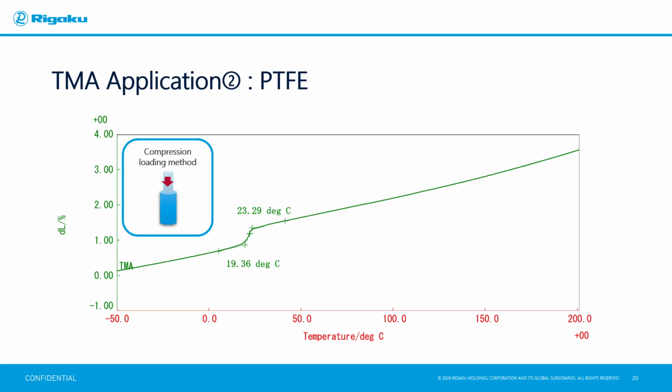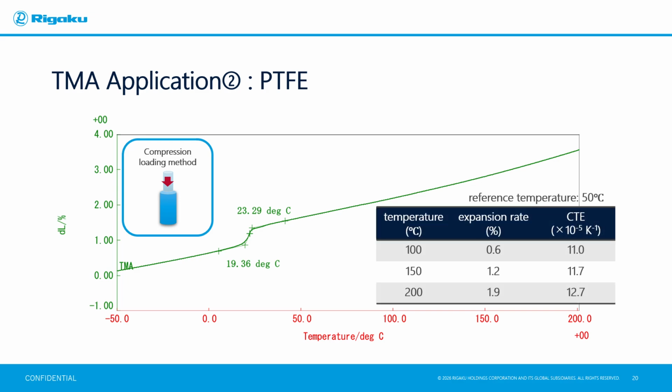Next is an example of measurements taken on a polytetrafluoroethylene, PTFE, sheet. We used the compression loading method to measure the dimensional changes in the thickness direction of the sample over a temperature range of minus 50 degrees Celsius to 200 degrees Celsius. The TMA curve shows an upward change, indicating expansion of PTFE due to heating. Furthermore, the expansion rate and CTE at 100, 150, and 200 degrees Celsius with a reference temperature of 50 degrees Celsius were determined as shown in the table.